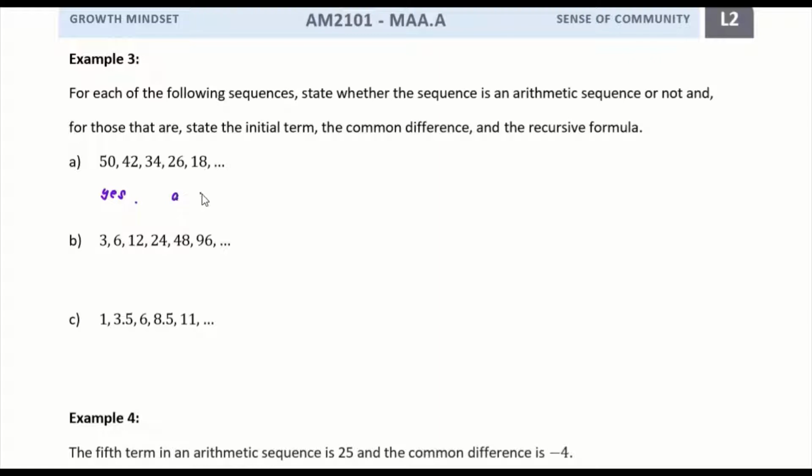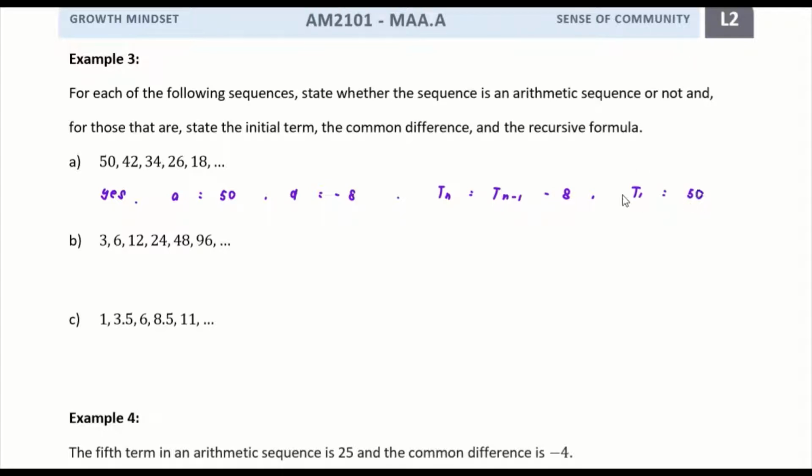So a is 50. The common difference here is negative 8. Remember, the negative sign is important. Okay, so write down the recursive rule. We have Tn equal to the previous term and then minus 8. And our first term, T1, will be equal to 50.